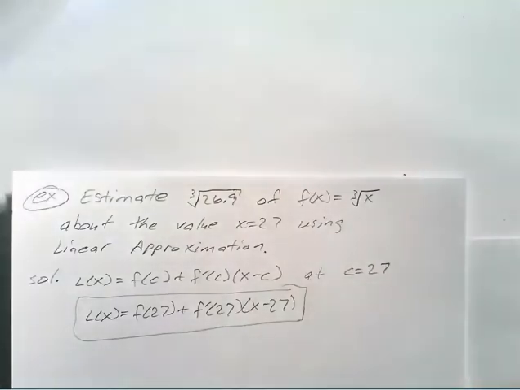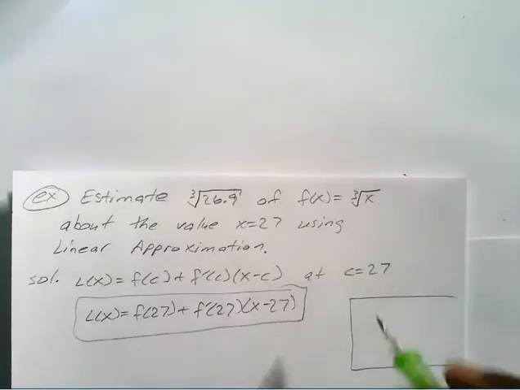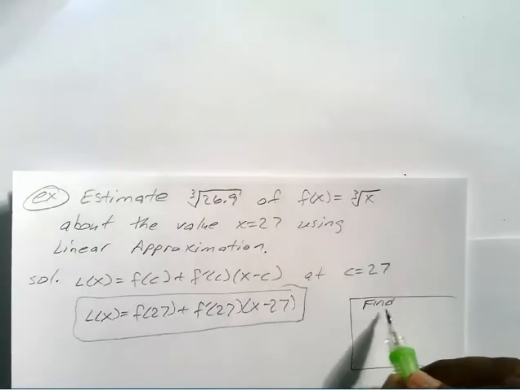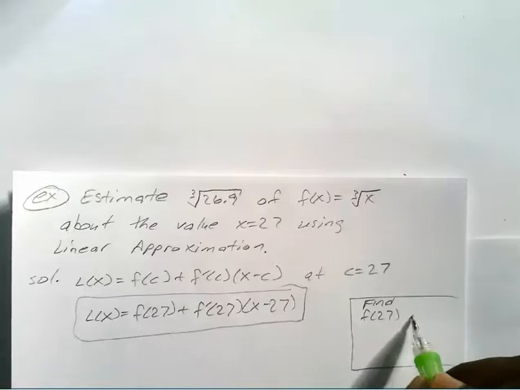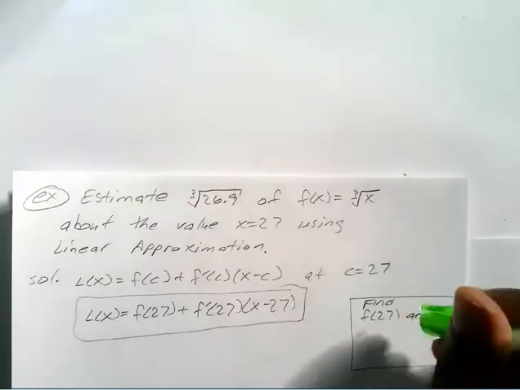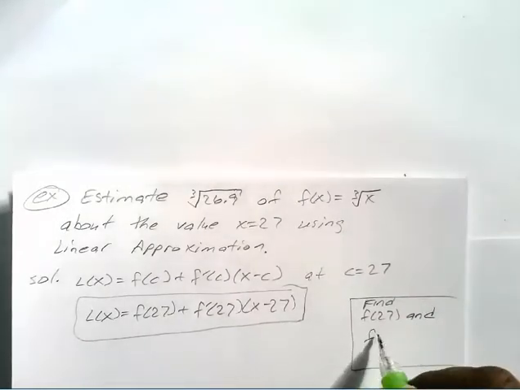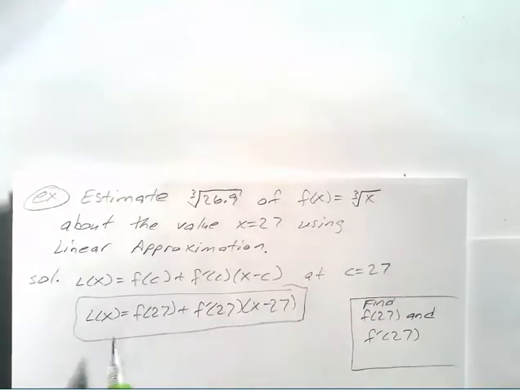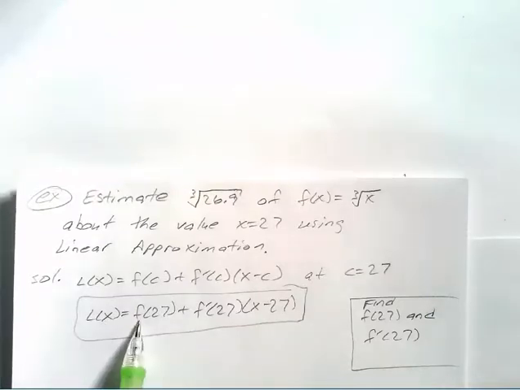So what does this tell us? It tells us that we have to find f of 27 and f prime of 27, and we'll figure that out once we get there. But we have to find f of 27 and f prime of 27 if we're going to solve the linear approximation.